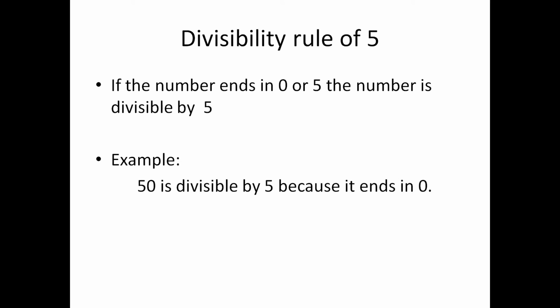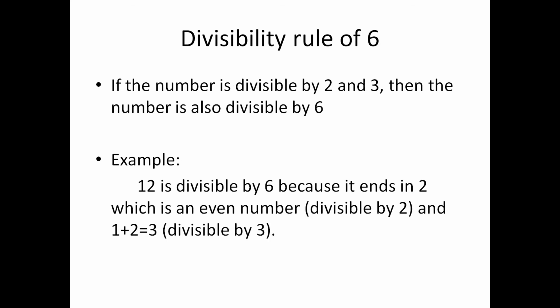The divisibility rule of 5 is that if the number ends in 0 or 5, the number is divisible by 5. An example of that is 50, because 50 is divisible by 5 because it ends in 0. Another example would be 55.